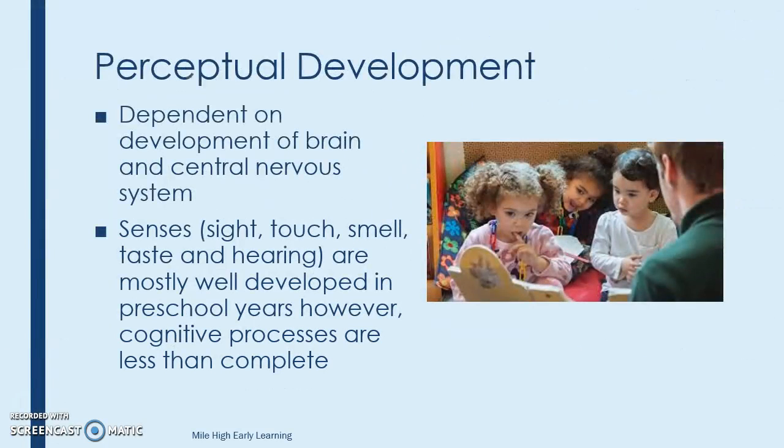In preschool, perceptual development is still occurring, but it really starts to become dependent on the brain and central nervous system. Preschoolers are still learning through their senses, so that's sight, touch, smell, taste, and hearing. All of these senses are well developed, but the cognitive processes that accompany them are less than complete. And that's why it's still really important that teachers understand that this is how children are going to learn information.